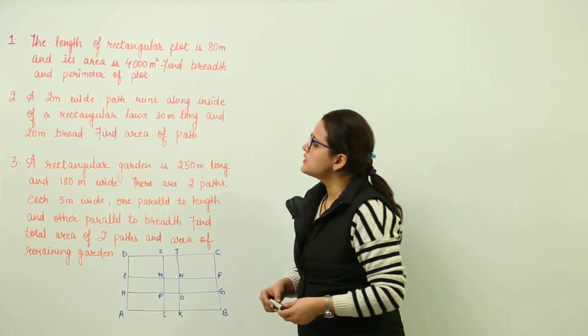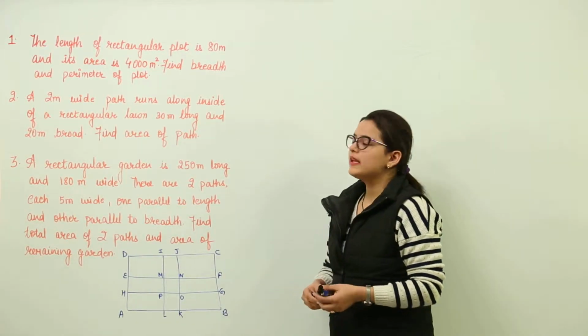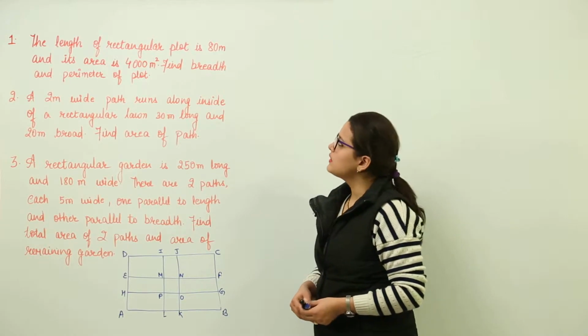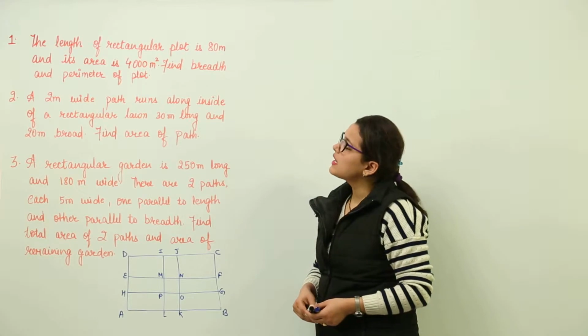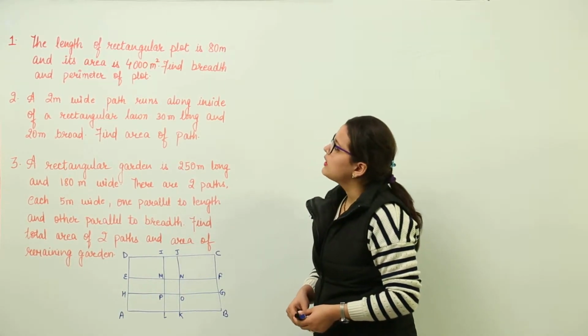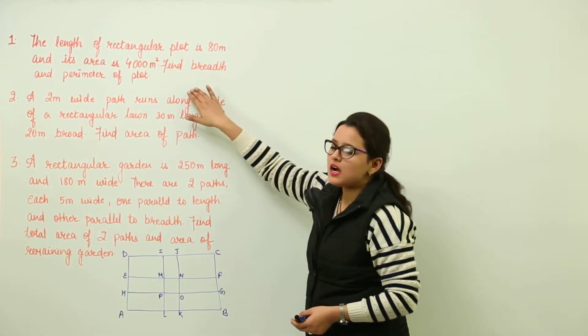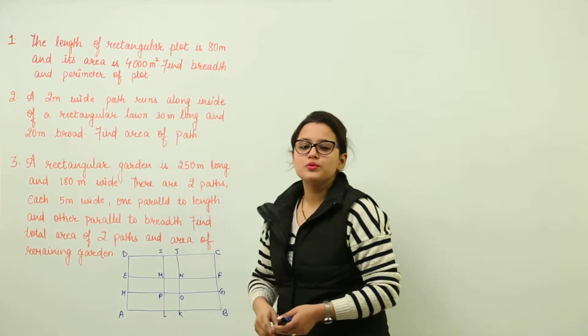Let's solve some questions. The first one is that the length of a rectangular plot is given as 80 meters, its area has been given to us as 4000 meters square, and the breadth and perimeter are to be found. So how to do such questions?